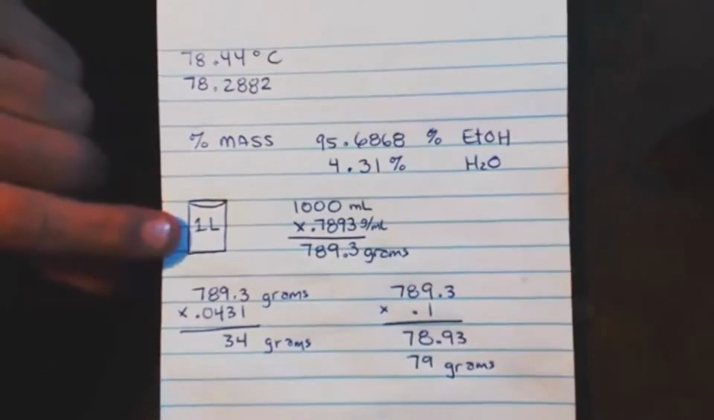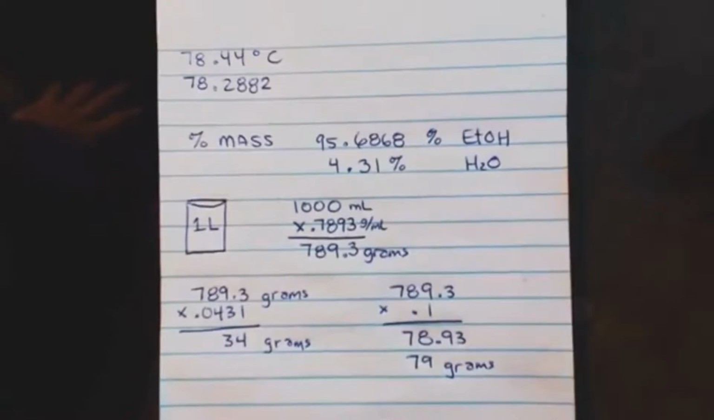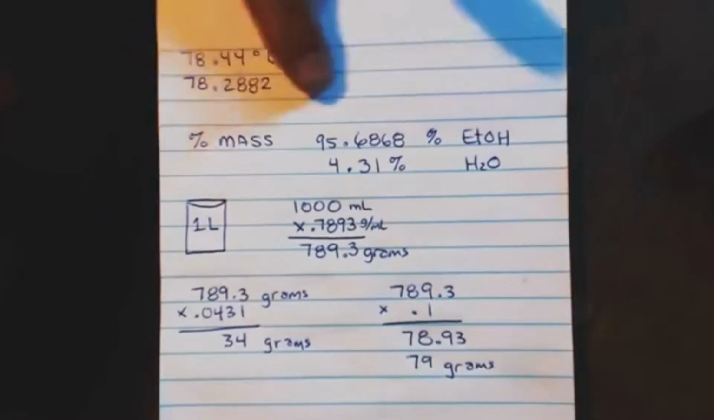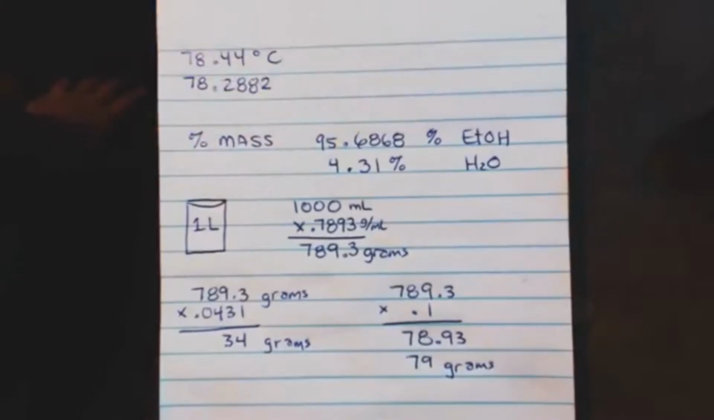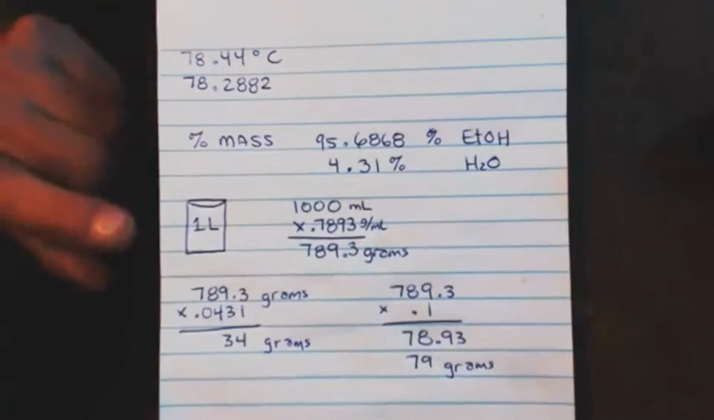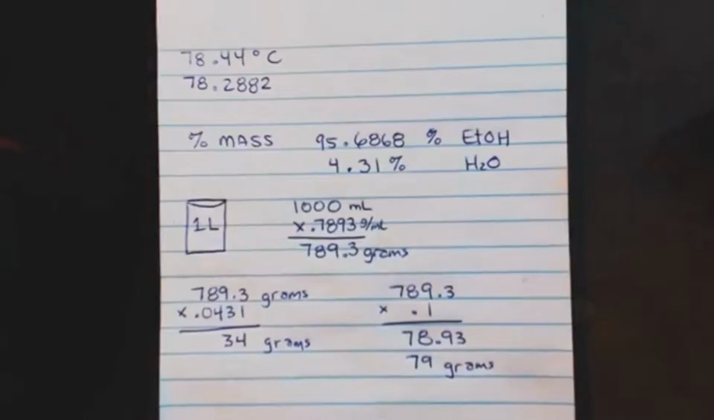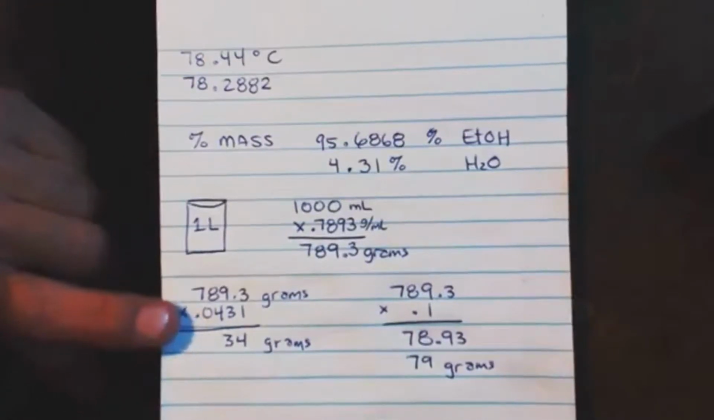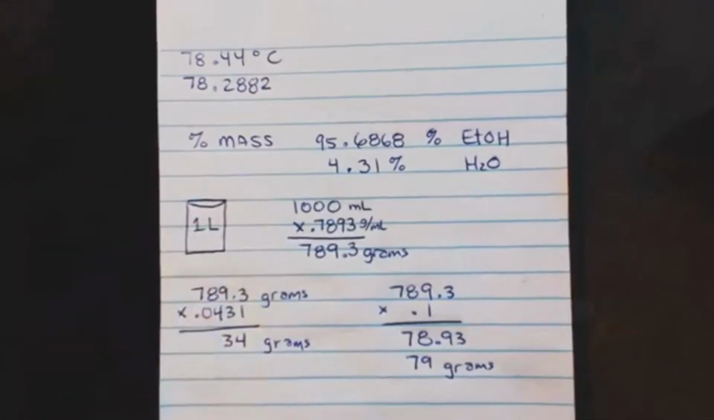Let's say you have a liter of ethanol that's an azeotrope. That means the percentage by mass is 95.7%, and 4.3% is water. If I have 1,000 milliliters, I multiply that by the density so that I can get grams. How many grams does that weigh? 1 liter weighs 789 grams. And if 4.3% is water, I multiply 0.043 times the weight, and I get how much water there is. There'd be 34 grams.